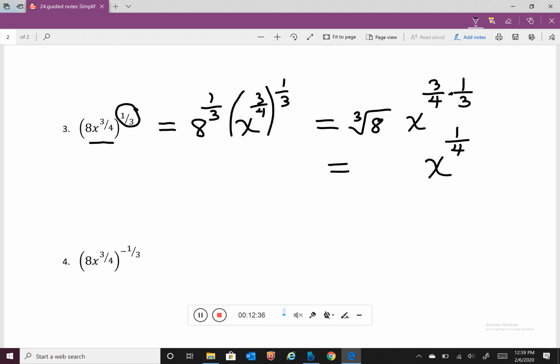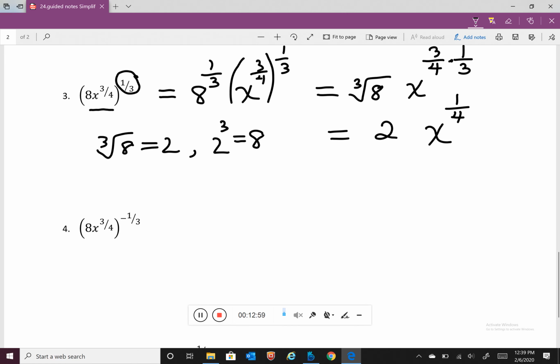And then do you remember what the cube root of 8 is? The cube root of 8 is 2. And just as a reminder, the cube root of 8 is 2 because 2 raised to the 3rd power is 8. And that problem is done.